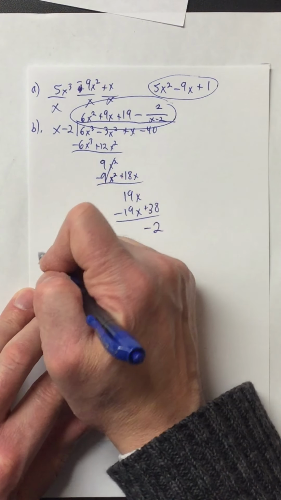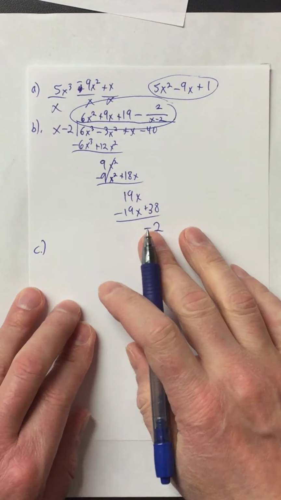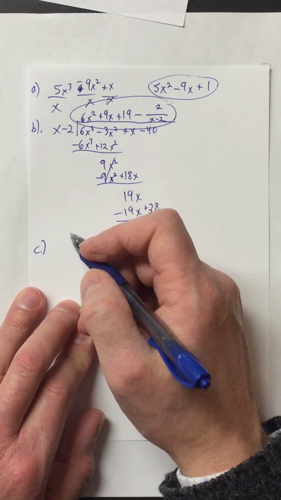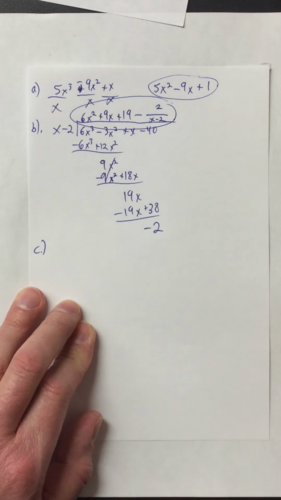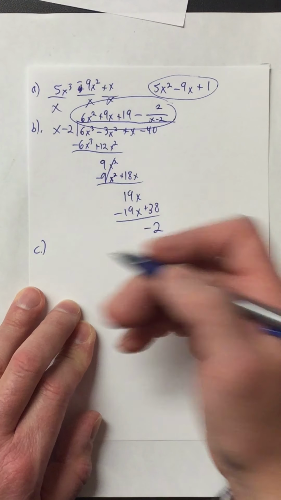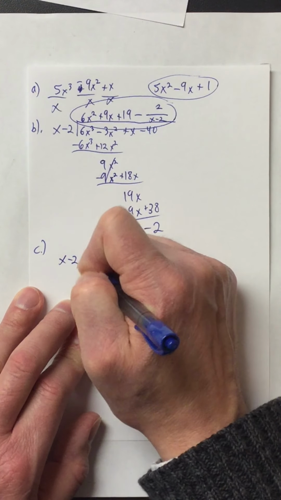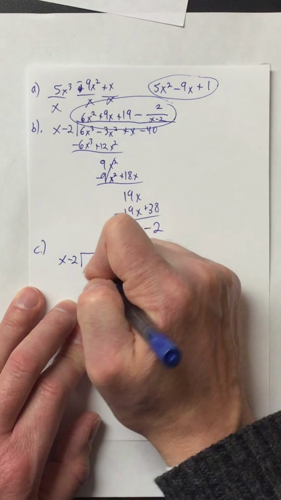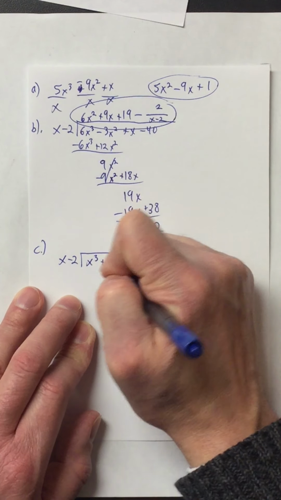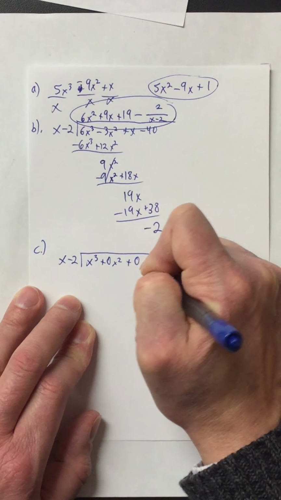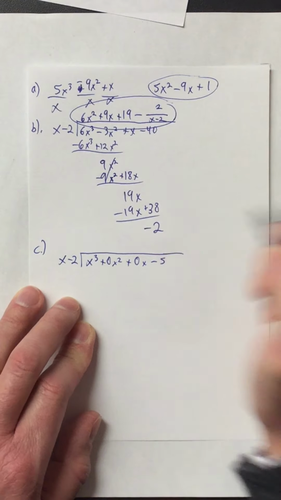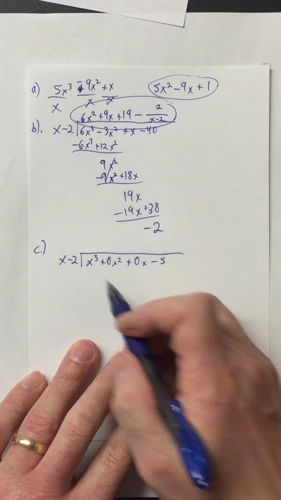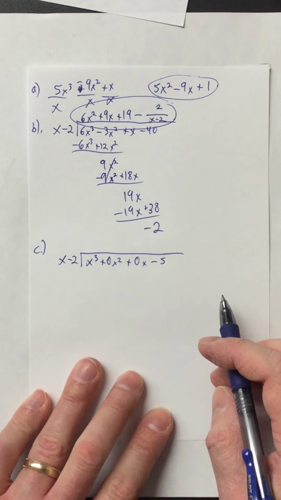All right, let's move on to practice problem C. Practice problem C is set up a little differently. It is set up as a fraction. However, it means division, so that would be x minus 2. I have to put some placeholders in here, so I have x cubed plus 0 x squared plus 0x, and then minus 5. Notice I need those placeholders to get between there in proper descending order.